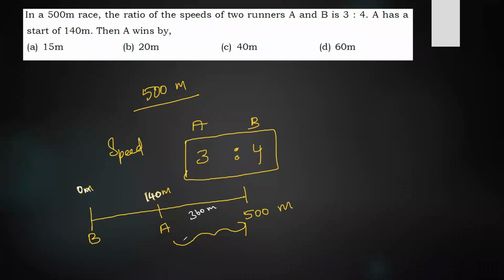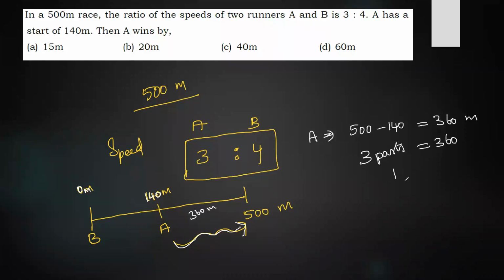Fine. Step by step in doing this question, listen carefully. We know the ratio is 3:4 and it is a 500 meter race, right? Then they mentioned that A has a start of 140 meter, so A will be at the 140th meter, and at the same time B will be at the 0th meter. To win the race, A needs to cover a distance of 360 meter, 500 minus 140.